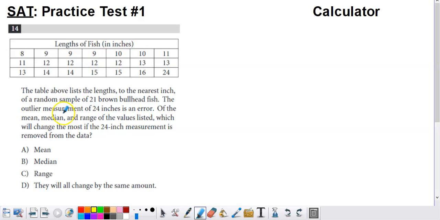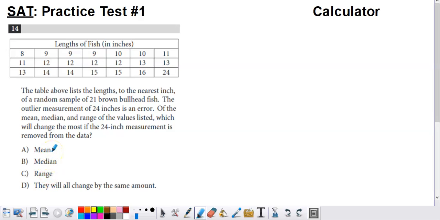Goes on to say of the mean, the median, and the range of the values listed, which will change the most if the 24-inch measurement is removed from the data? Okay, so let's think about this. We've got three options: mean, median, and range.